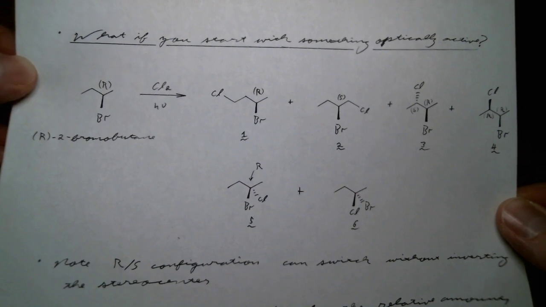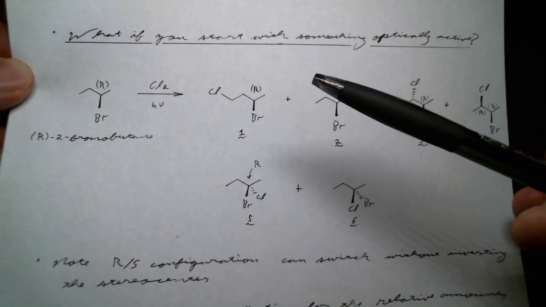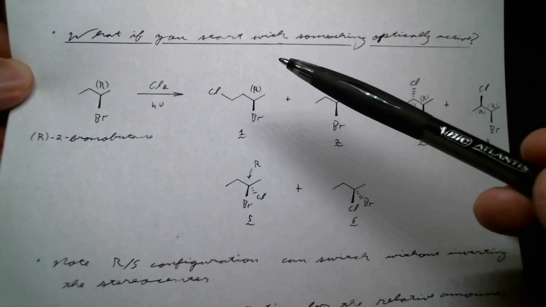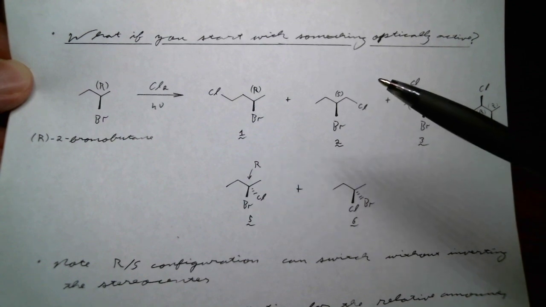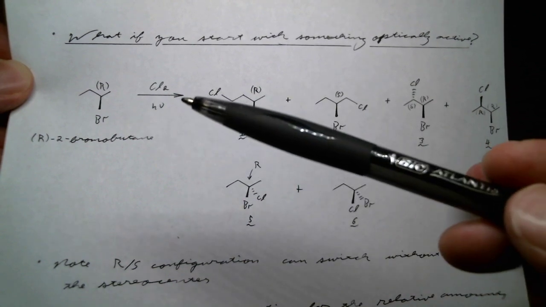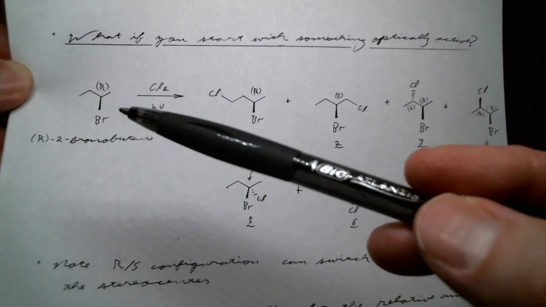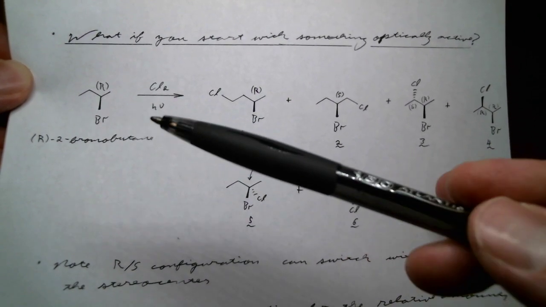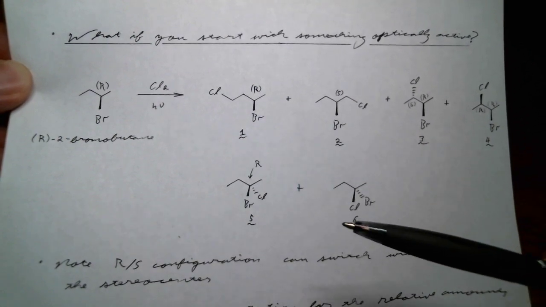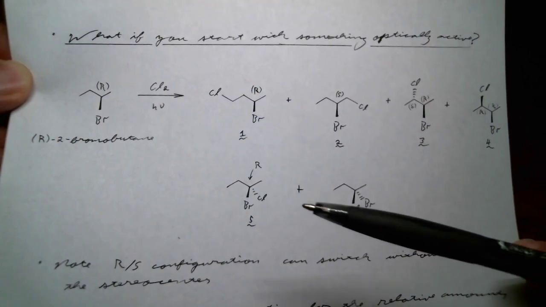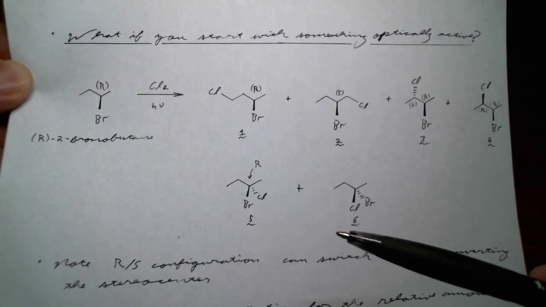At the end of our fourth lecture video, we were discussing a scenario: what if you start with something that's optically active in terms of your radical halogenation starting material. So here we've got R-2-bromobutane. That's a pure enantiomer. It's optically active. And we discovered 5 and 6 are enantiomers. We would expect the relative amounts of 5 and 6 to be equal, 1 to 1.